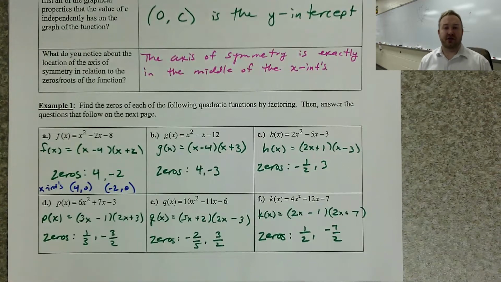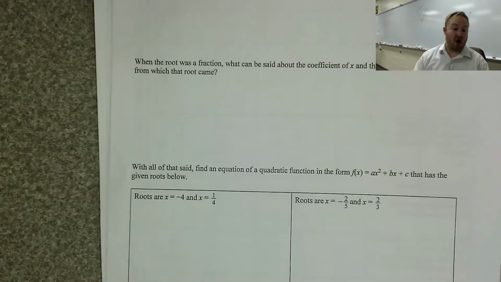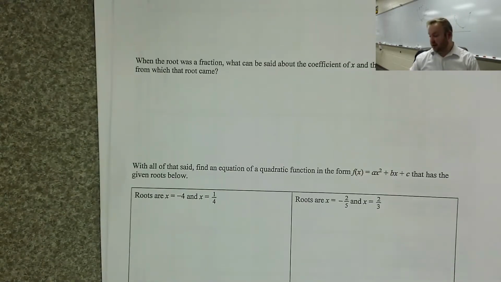The only exception to this is if the zeros are non-real numbers. In that case, your graph just doesn't have any x-intercepts. So the zeros are the x-intercepts unless the zeros are non-real numbers, in which case your graph just doesn't have any x-intercepts. On the next page, we're going to do this process backwards, where we're going to be given the zeros and we're going to be asked to find the factors and ultimately the equation for the function in standard form.